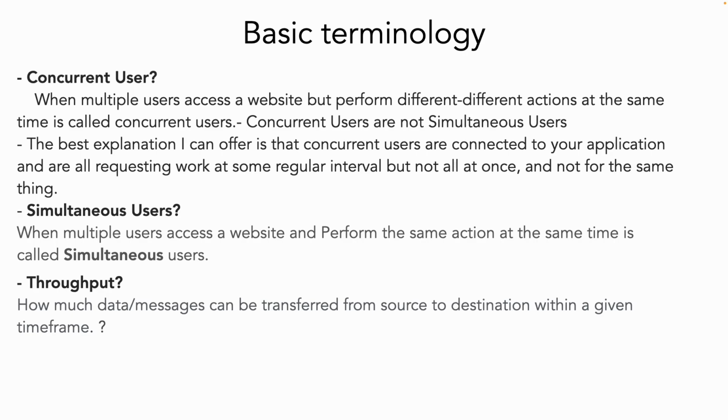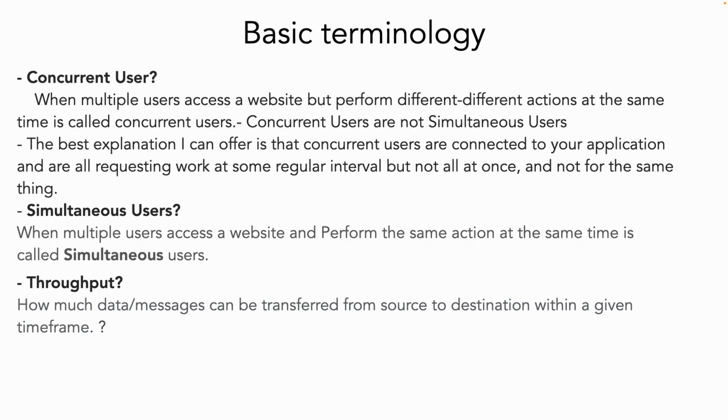The best explanation I can give is that concurrent users are connected to your application and are requesting work at the same regular interval, but not all at once. Concurrent users means it's not that they are simultaneously requesting the same request at one time. Multiple users have logged in, but they are requesting different kinds of requests. That is a kind of concurrent users.